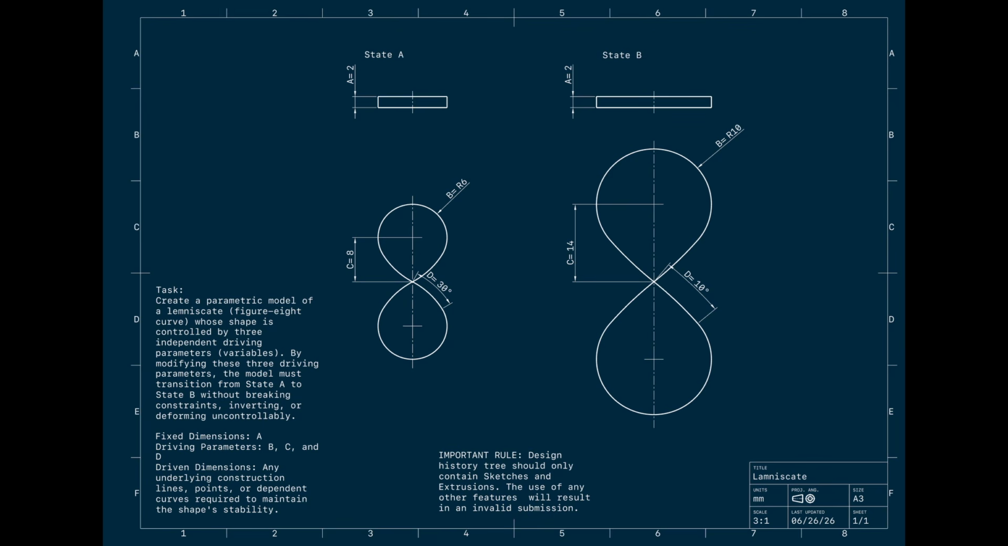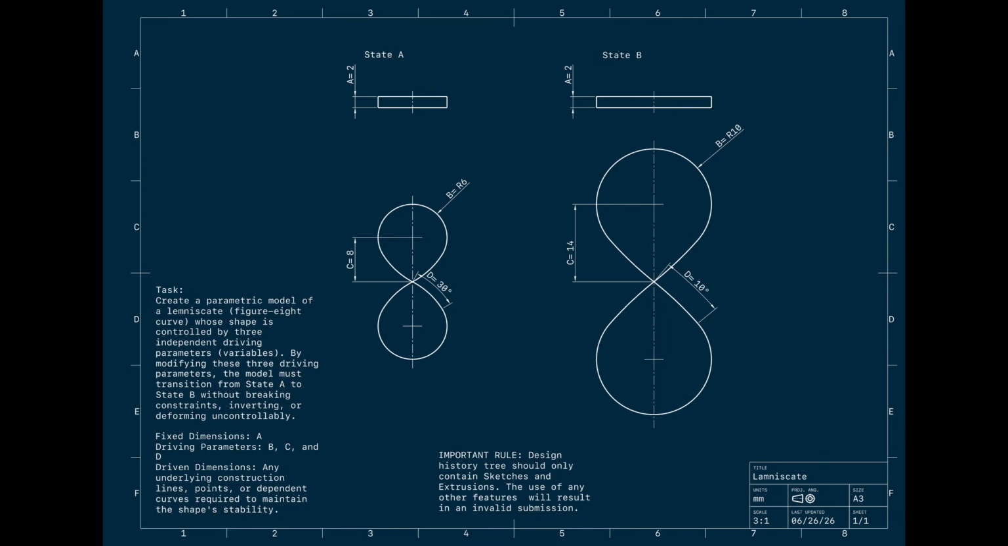Before we jump to the solution, we will once again go through the task and see what needed to be done. For challenge number 2, the task was to create a parametric model of a lemniscate whose shape is controlled by 3 independent driving parameters. By modifying these 3 driving parameters, the model must transition from state A to state B without breaking constraints, inverting or deforming uncontrollably. And let's see how it's done.